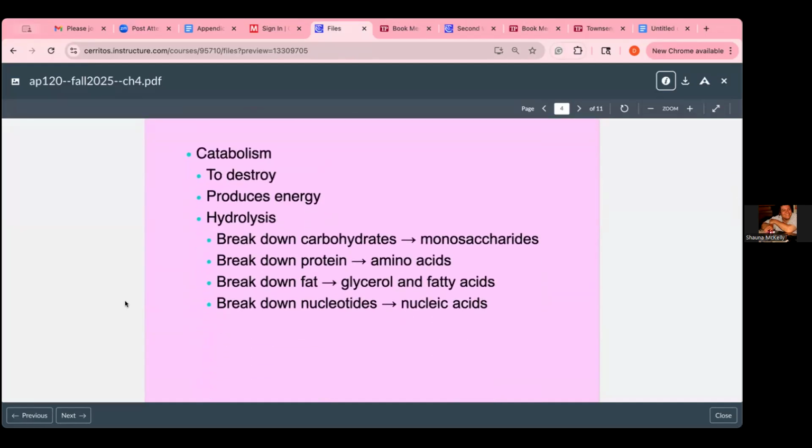So now catabolism is the opposite of this. Okay. Catabolism is to destroy, and that produces energy. So hydrolysis does the opposite of this. This is the opposite reaction, which is the second half of the video that I just showed you. I'm going to get you the video in a second, because we'll go back to that part. But we're going to watch the second part.